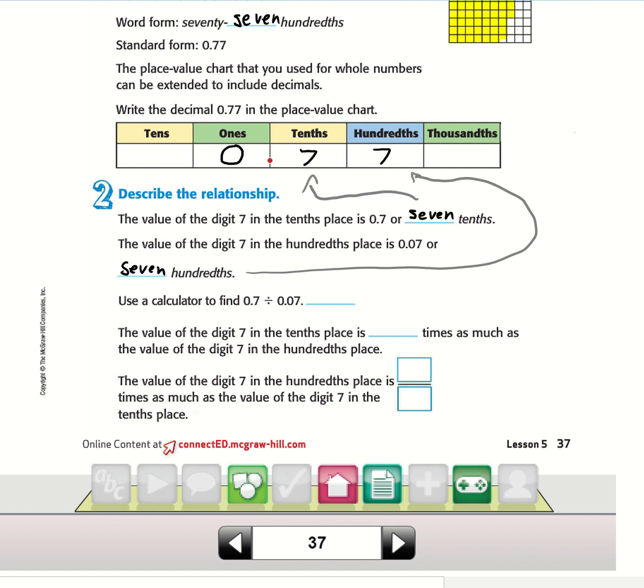It says use a calculator to find 7 tenths divided by 7 hundredths. So 7 tenths divided by 7 hundredths is going to be 10. So the value of the digit 7 in the tenths place is 10 times as much as the value of the digit in the hundredths place. The value of the digit in the hundredths place is 1/10 times as much as the value of the digit in the tenths place.